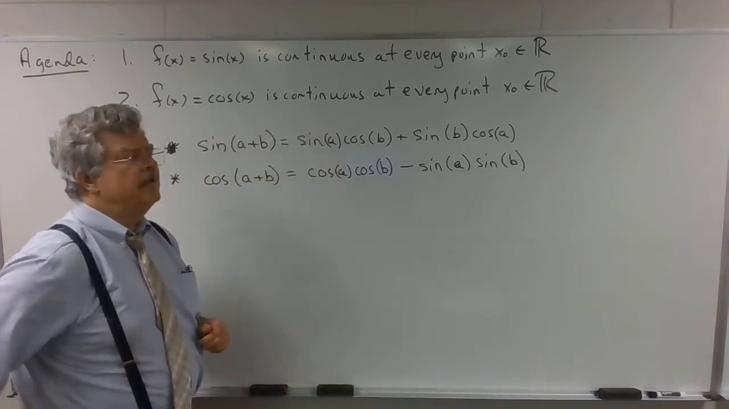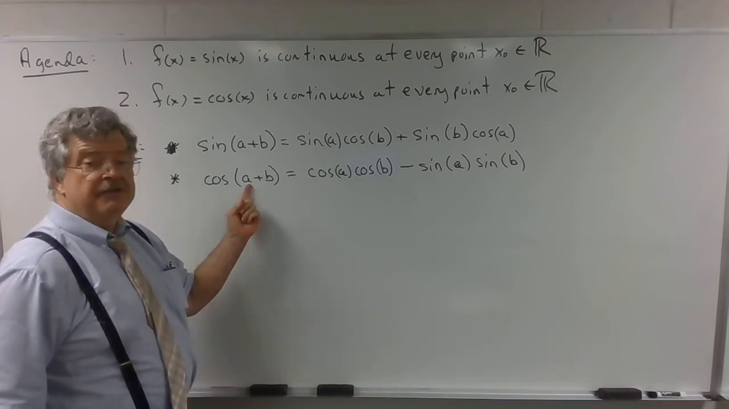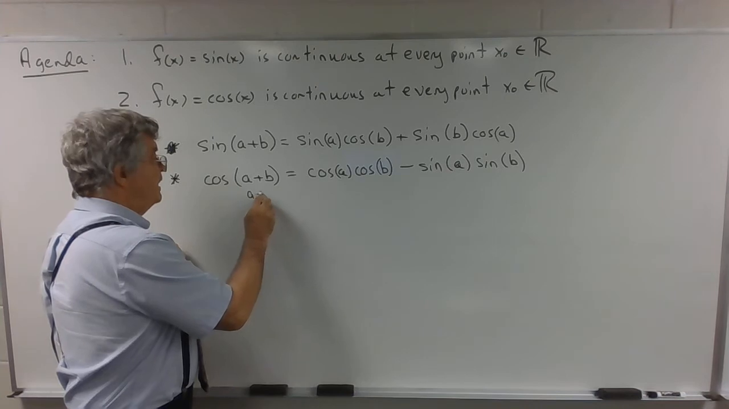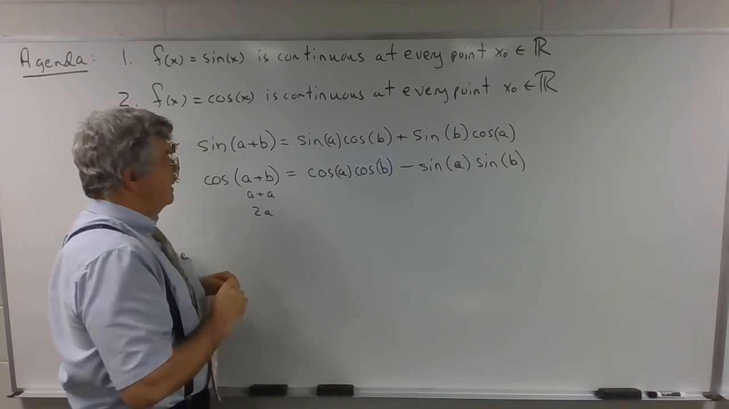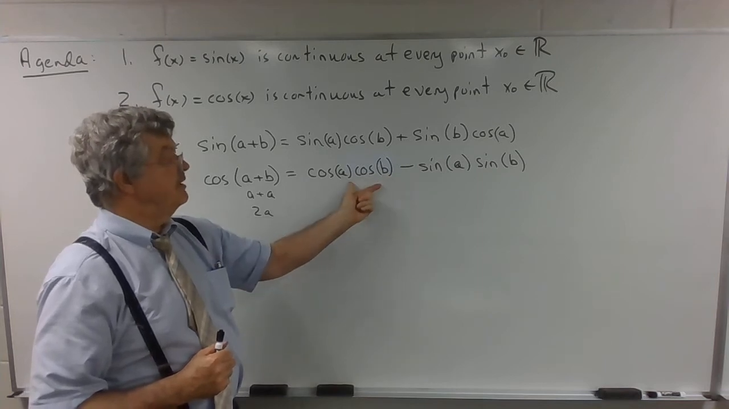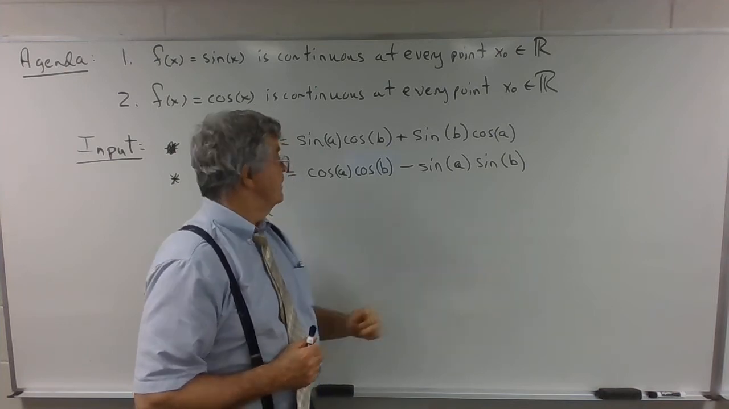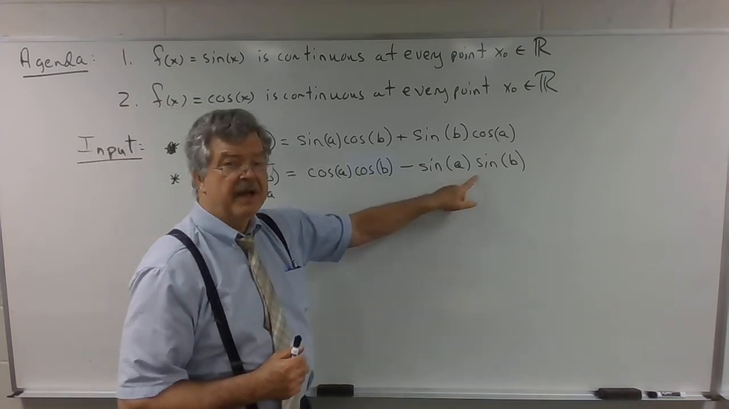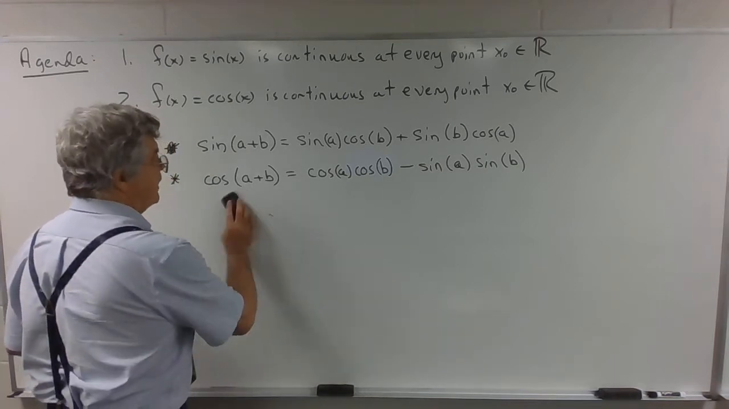And this should jive with what we know from other trig identities. For example, suppose this is the cosine of a plus a. Then this is really the cosine of 2a. Now, we plug in a for b and we get cosine of a, cosine of a. That's cosine of a squared. Sine of a times sine of a, that's sine of a squared. Cosine of 2a equals cosine squared a minus sine squared a. That's another identity that we know. So apparently we got this one right.